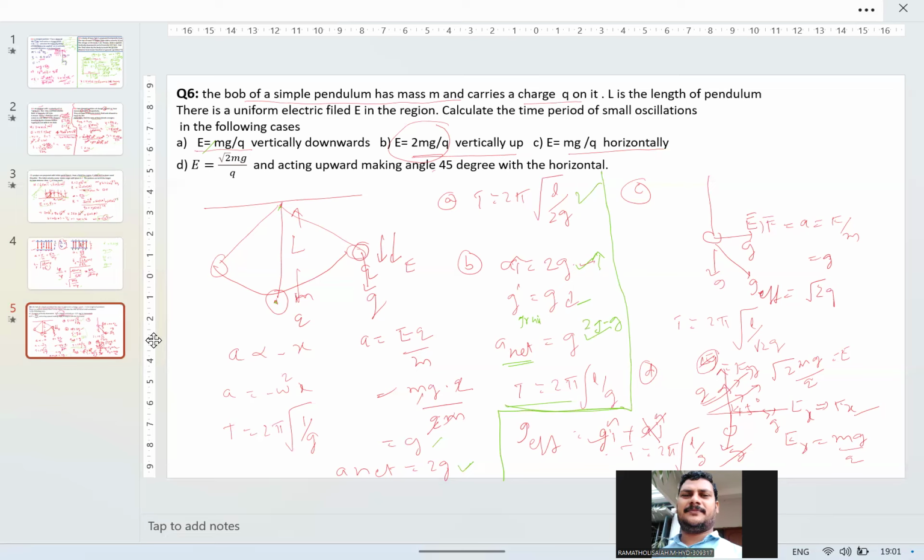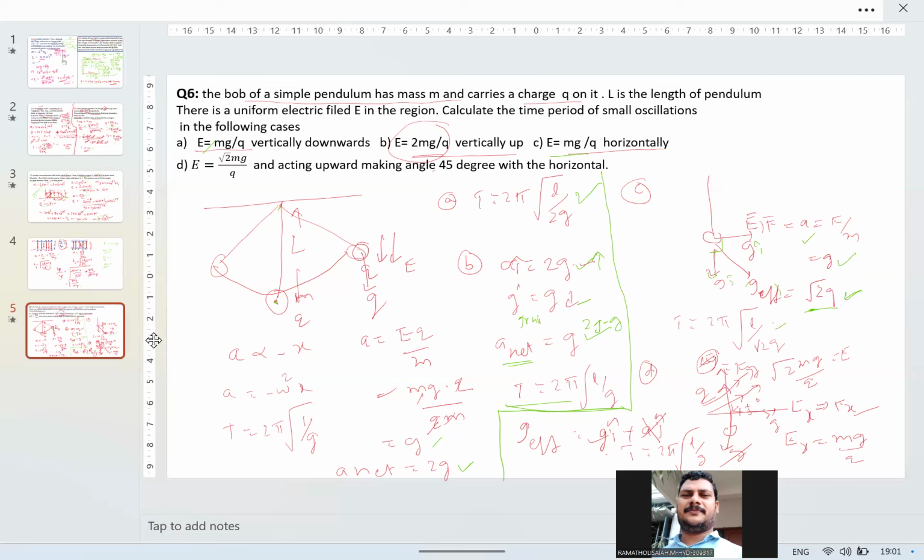Now coming to case C. Gravity g is acting downwards, and mg by q field is acting horizontally. The force is mg, so acceleration equals F by m, which is g. Here there is an i direction and a j direction, perpendicular to each other. Therefore g effective is along the bisecting line, equal to root 2 g according to the Pythagoras theorem or vector law of addition. The angle between them is 90 degrees, so g effective is root 2 g. Therefore the time period is 2 pi root over L by root 2 g.